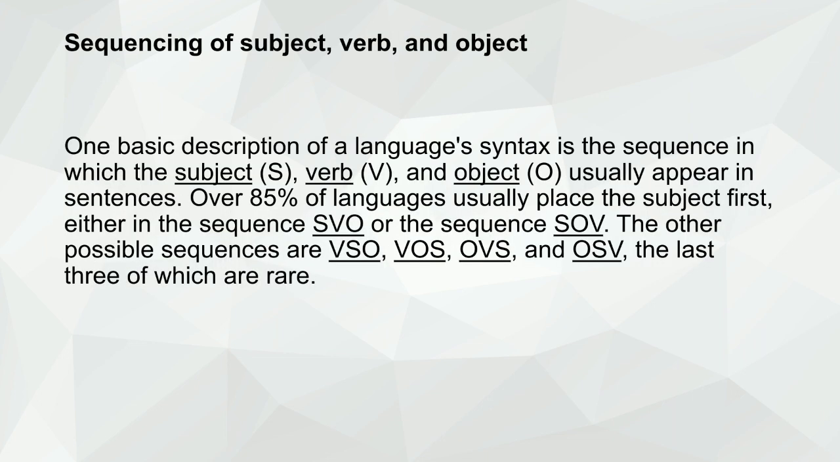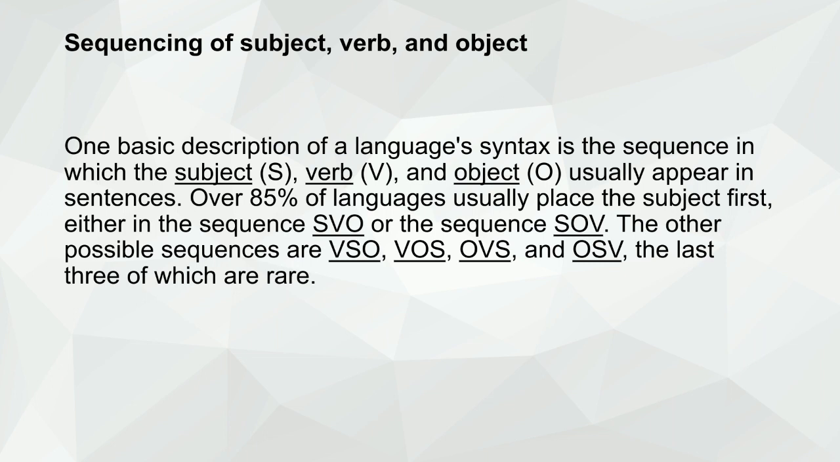Sequencing of subject, verb and object. One basic description of a language's syntax is the sequence in which the subject, abbreviated as S, verb, abbreviated as V, and object, abbreviated as O, usually appear in sentences. So ببساطة بسيطة ديما ملي كنبغيو نقراو واحد sentence كنلقاو subject الverb object ديالها باش تقدر تكون ليا واحد meaningful sentence. Over 85% of languages usually place the subject first. يعني 85 من اللغات ديال العالم فكتلقى subject is at the first place, okay?